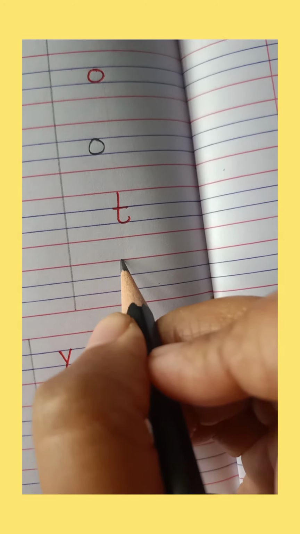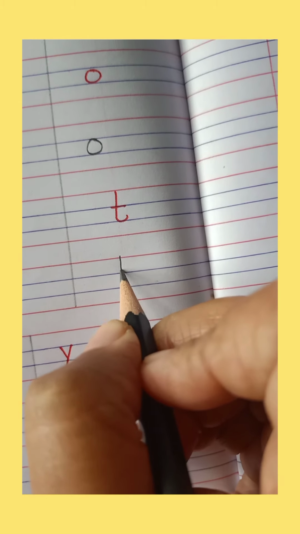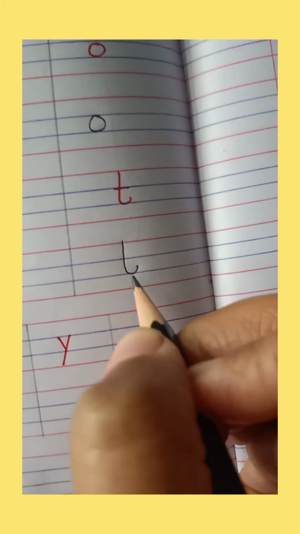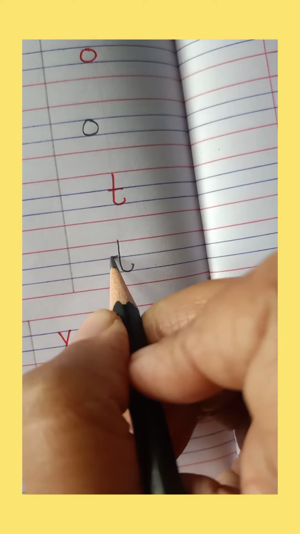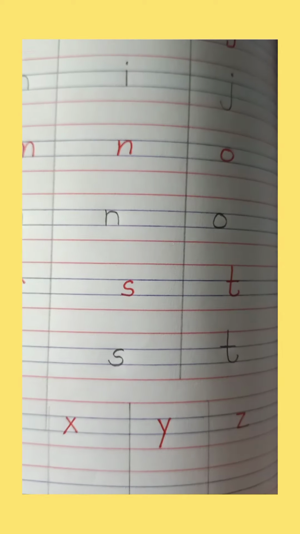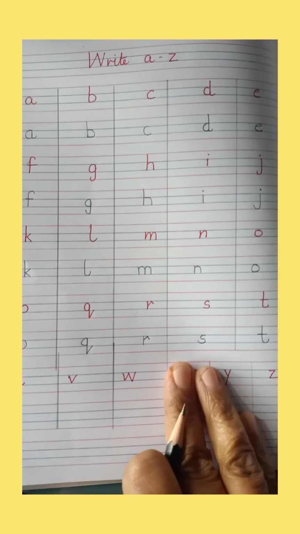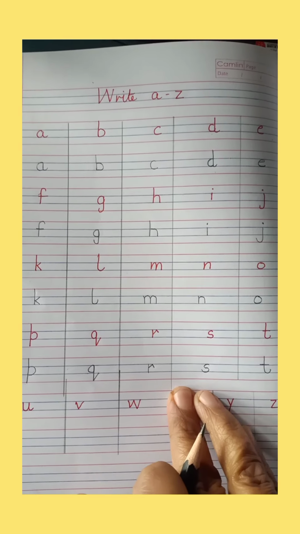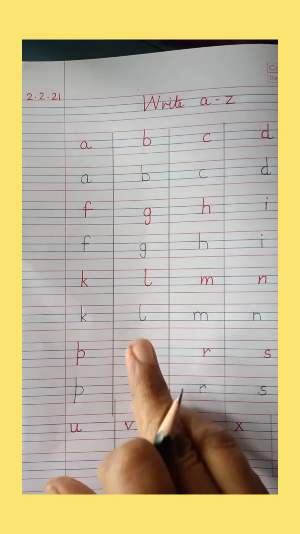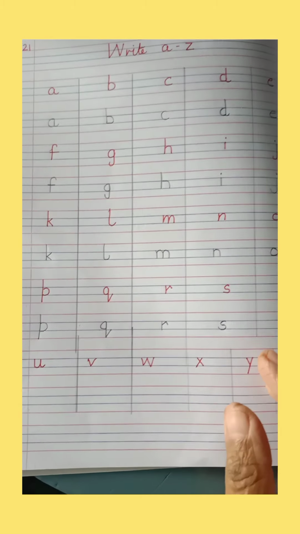Okay. So, started down, up, and sleeping line here. Small t. You all can see, children, how neat it is coming now. Just because you are very particular about the formations, you are touching the lines, right? Now come to the last line.